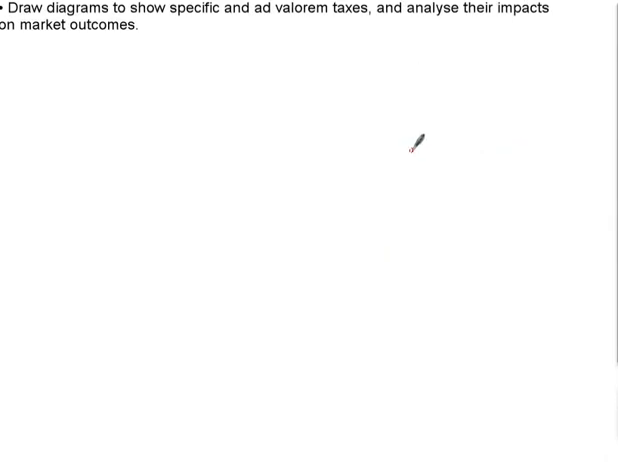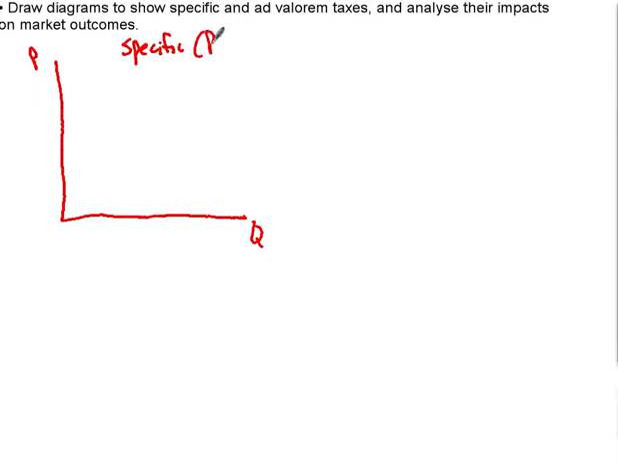All right, so let's look. We've got to draw diagrams to show the specific and ad valorem taxes and analyze their impacts on market outcomes. All right, so here's how we're going to do it. Let's start off with the specific. And again, this is a per unit tax.